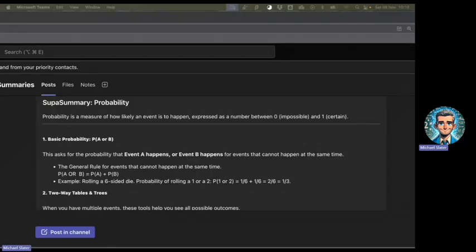Hello, grade 9s. This is a super summary on probability. Very, very useful in maths and in life, as it helps you make better decisions.